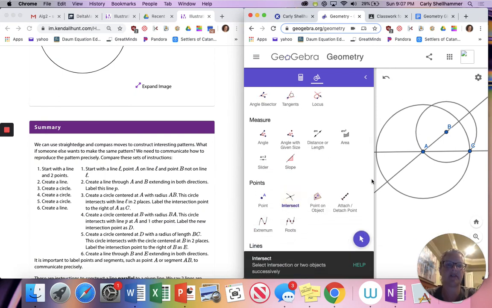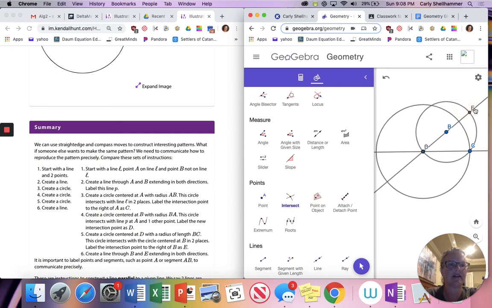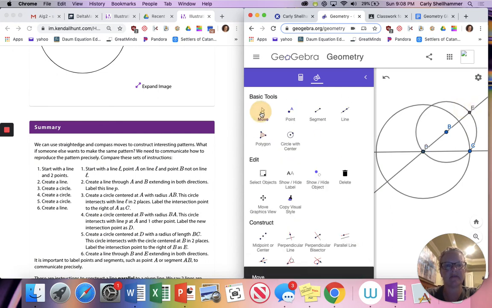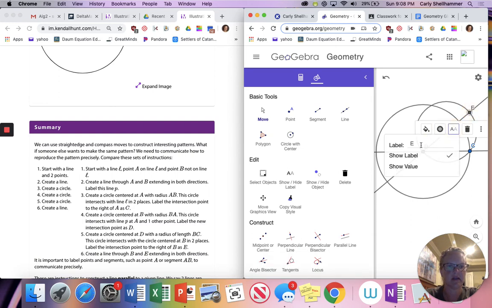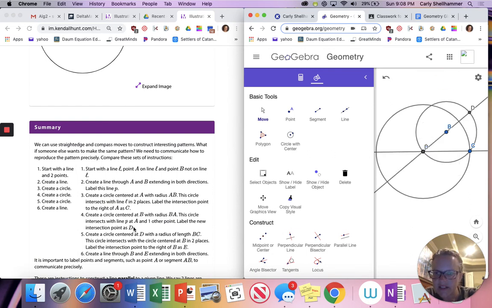There we go, intersection. So I want this circle and that line, and I'd like to label that point. Circle intersects line L. Nope. Circle intersects point A. We'll label this as point D. So I'm just following along. I just did step 4.